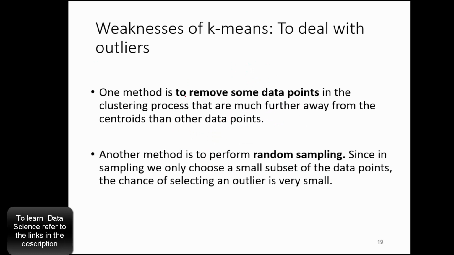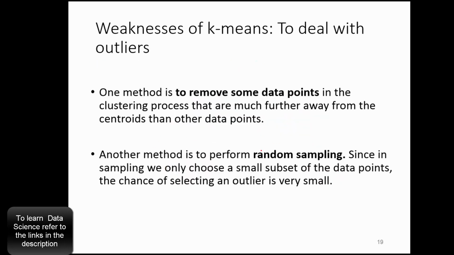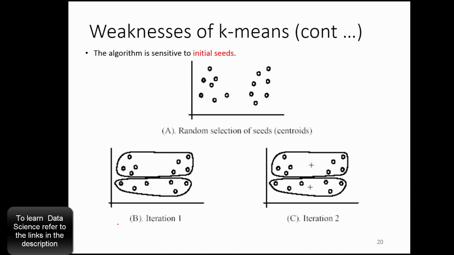There are methods to deal with outliers. One method is to remove some of the data points in the clustering process that are much farther away from the centroid. That means just remove them, right? The way we did, we simply did not use this data point, and then the clustering is much better now. So that's one way. The second way is to take a random sample. When you take a random sample, you are likely to not include many outliers in your sample. So that's the second way of handling outliers.